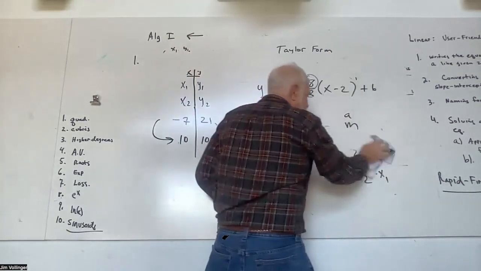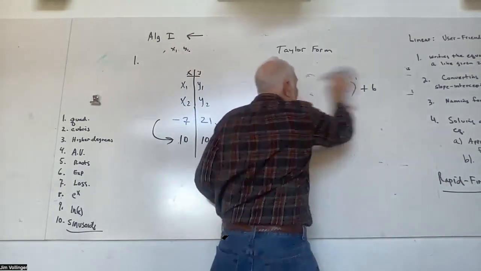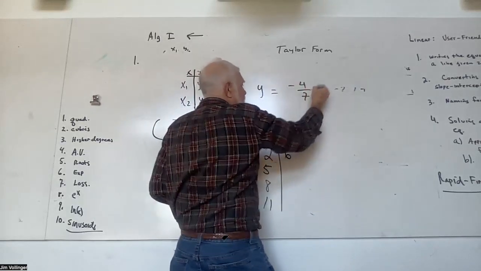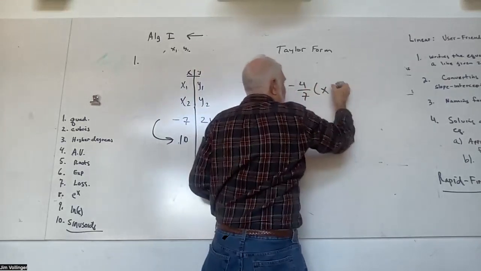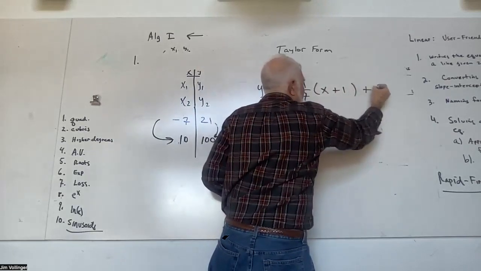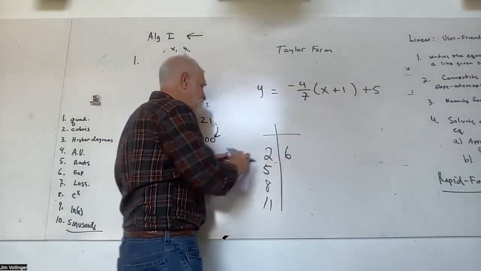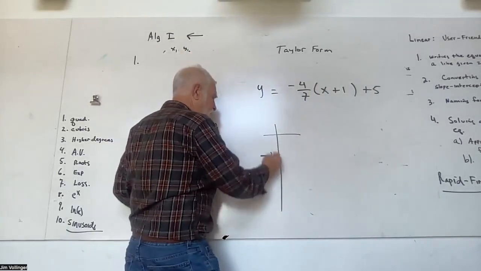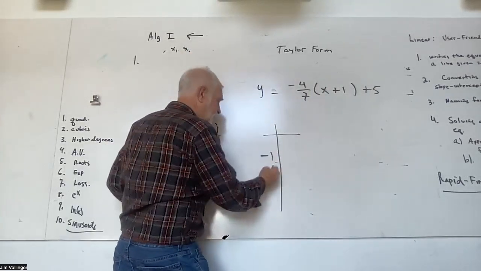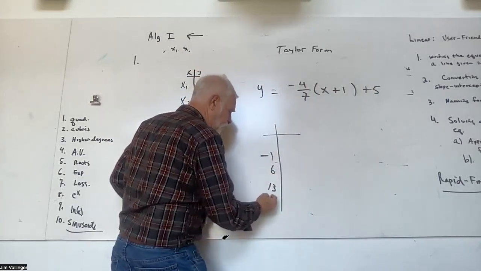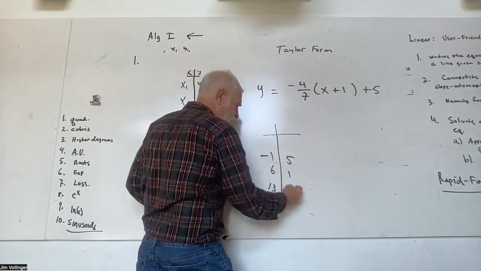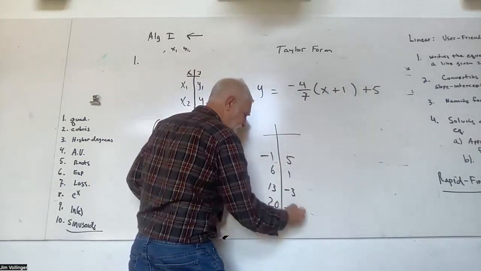All right, so where was I? A new problem. All right, so let's give you y equals minus 4/7 x plus 1. Oh, plus 5. All right, have at it. Pause the video, but I hope you look at it. -1. Oh, no, 6, 13, 20. 5, 1, -3, -7.